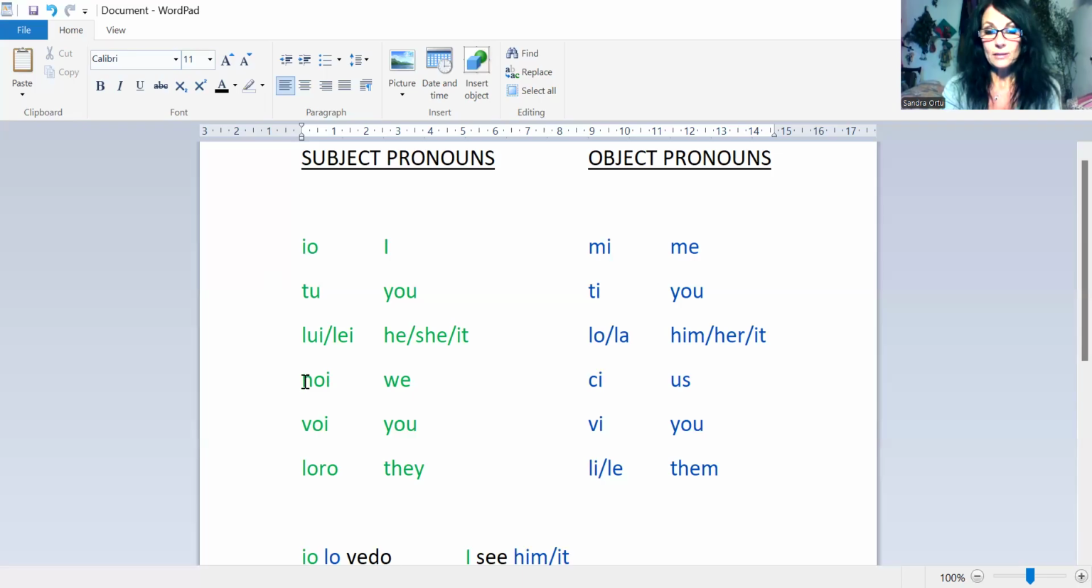So here the plurals, we have noi, which is we, voi, which is you, plural, when we're talking to a group. And then we have loro, they, when we're talking about somebody else. So we said these ones are the ones who carry out the action. So the verb will be conjugated according to these pronouns. So I go, I do, and he, she, does, goes, etc. So these are the ones who are doing something, who are going somewhere.